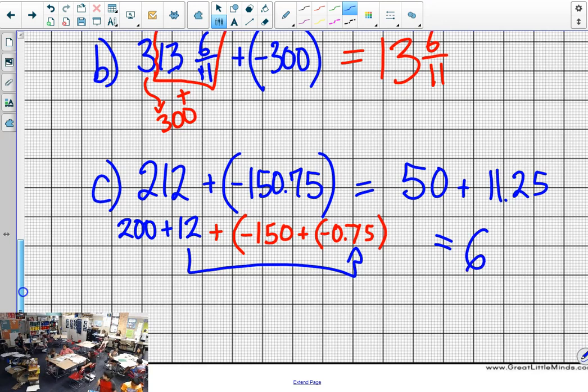This ends up being 61.25. And the good guys win. And there's 61.25. Alright, moving on to 56.